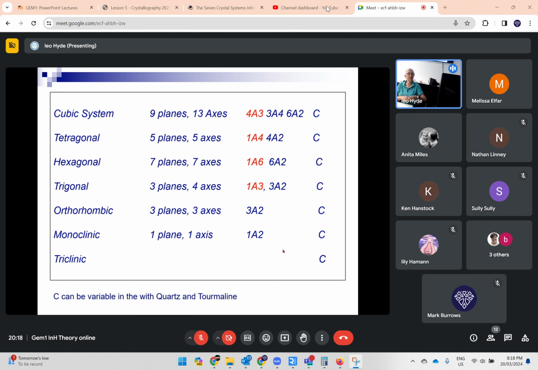So if you know the definitions of those three elements of symmetry and you know minimum symmetry, what's that sentence down the bottom about C? C can be variable with quartz and tourmaline. The centre of symmetry, yeah, because we've given an overall thing there for trigonal, but for some of them it's not so easy to necessarily have a centre of symmetry or not. In general, they probably won't ask that anyway. So I've just put that there to be pedantic.